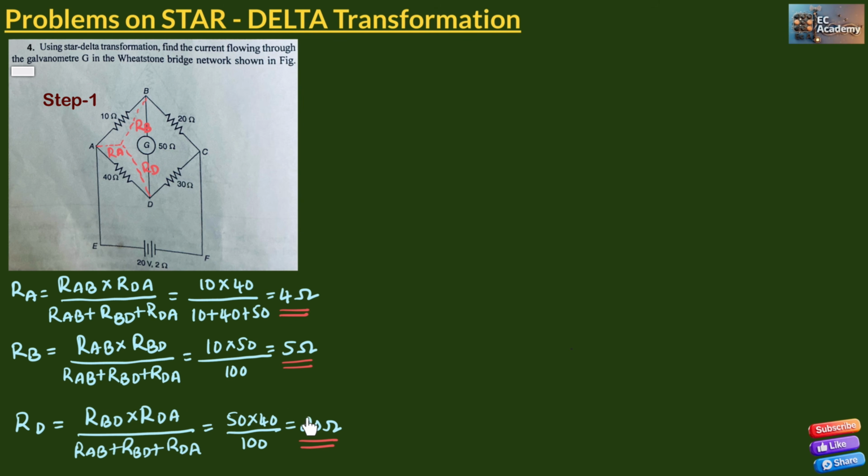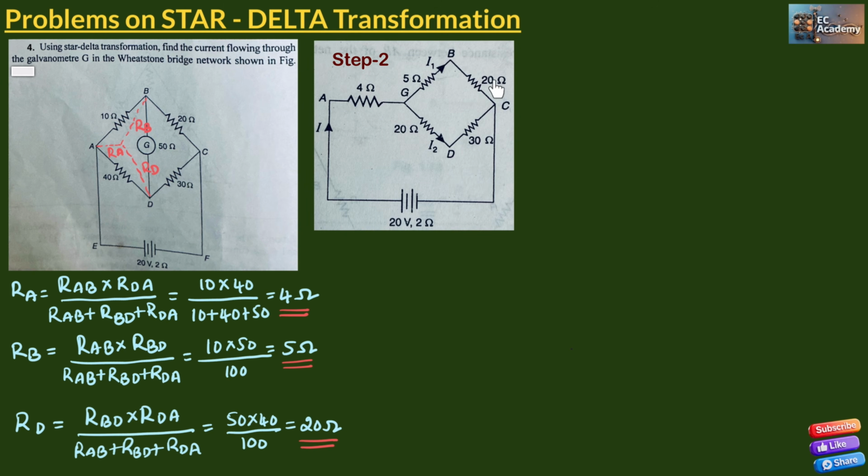Now let us use these resistors in this equivalent star network and we'll redraw the network. So this is the redrawn circuit where we have replaced the delta network with a star network. Here the 5 ohm resistor is in series with 20 ohm resistor. So we can replace these two resistors with a single resistor of 25 ohm, and the 20 ohm resistor is in series with 30 ohm resistor. So we can replace these two resistors with a single 50 ohm resistor.